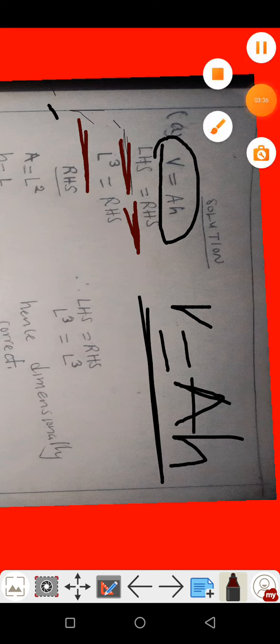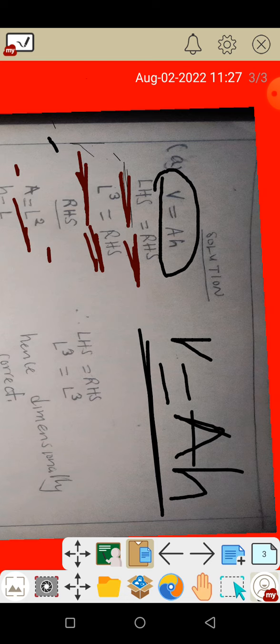So what are the dimensions for volume? The dimension for volume is L cubed. Then the right hand side is the one which is AH. So we have to prove that left hand side and right hand side are equal. Then we'll conclude that it is dimensionally correct. So we start with the right hand side.